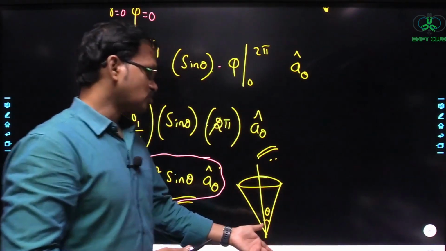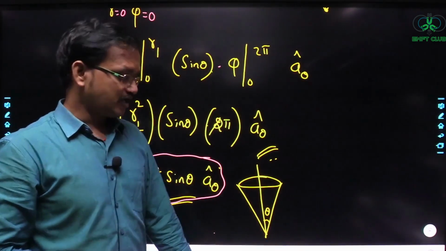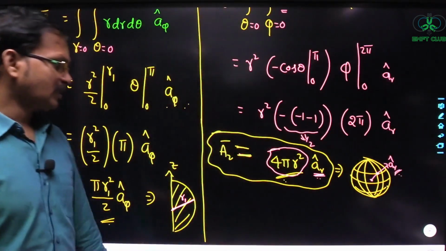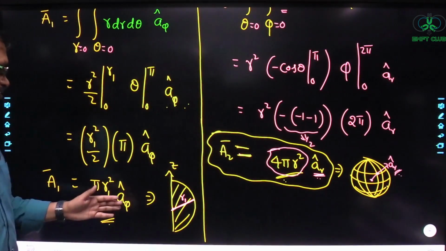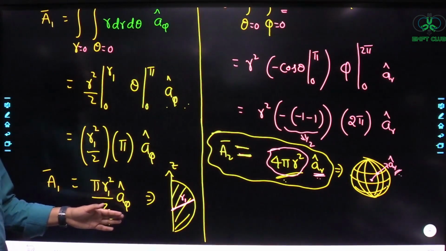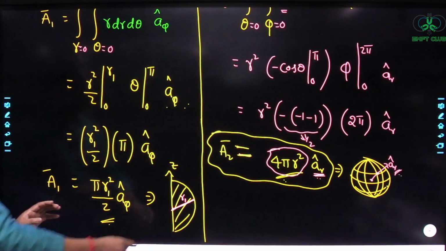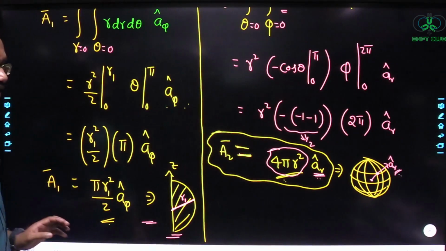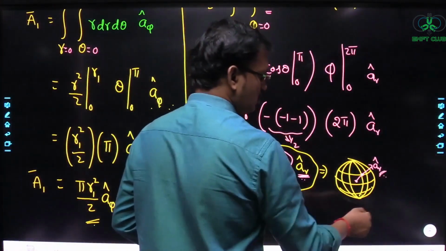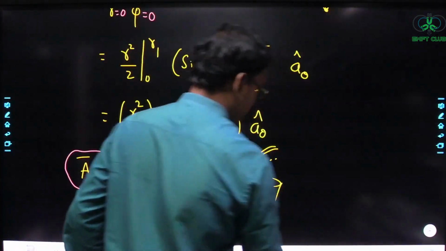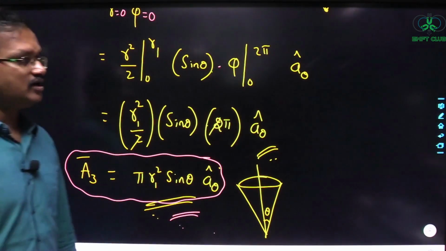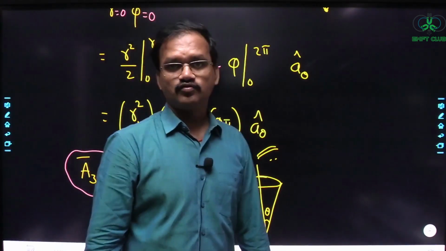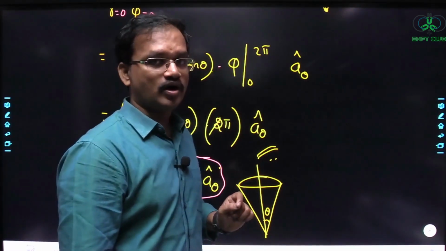So this is called a phi equal to constant plane, this is called an r equal to constant plane, and this is a theta equal to constant plane. So these are the three planes or three surfaces that we got in the case of the spherical coordinate system.